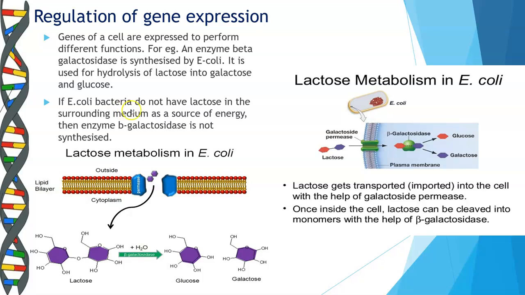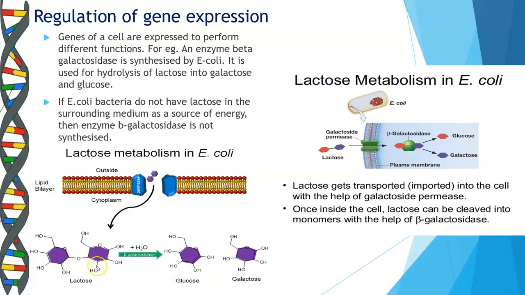If E. coli does not have lactose in the surrounding medium as a source of energy, the enzyme beta-galactosidase is not synthesized. So, it's simple. When lactose is there, the enzymes required to break down this lactose are synthesized, and in the absence of lactose, the enzymes required for it are not synthesized. So, this is an example of regulation of genes.